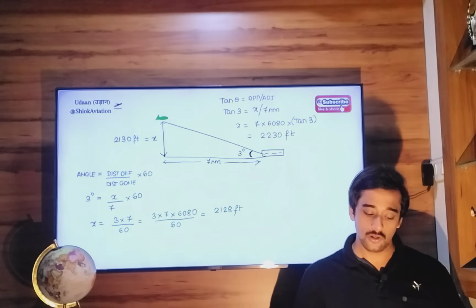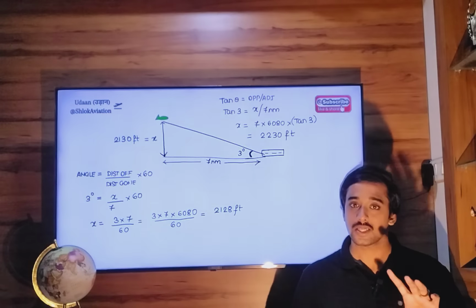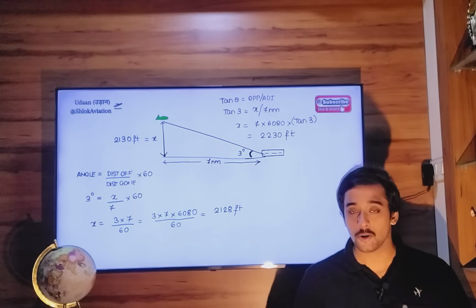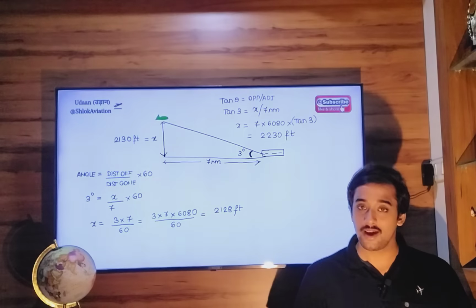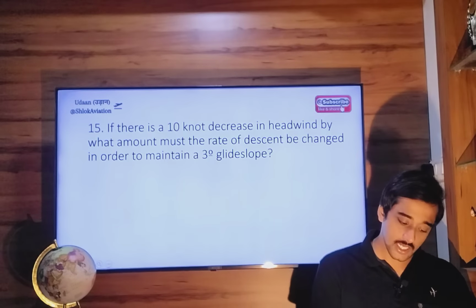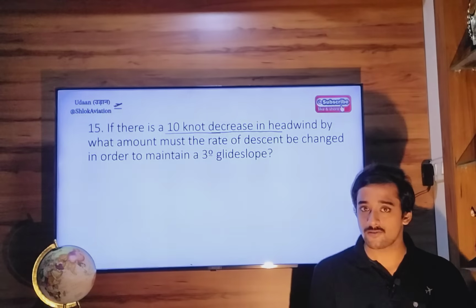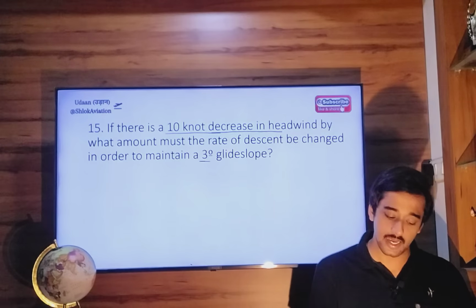Using the 1 in 60 rule we are getting a value of 2130 feet. So select that option which has a value closest to any of these. Next, if there is a 10 knot decrease in headwind, by what amount must the rate of descent be changed to maintain a 3-degree glide slope?